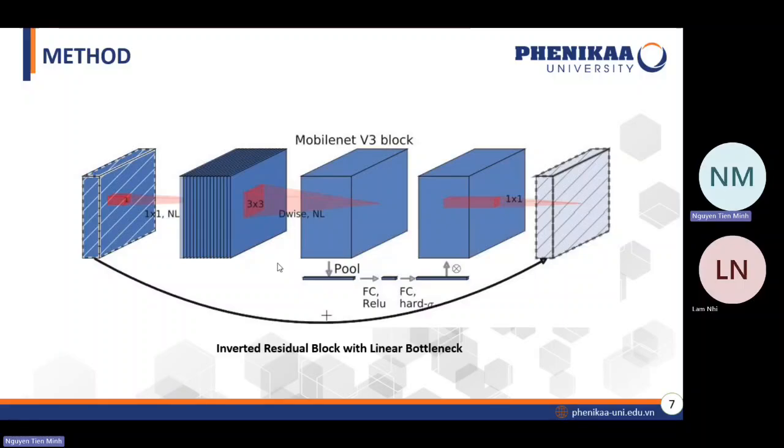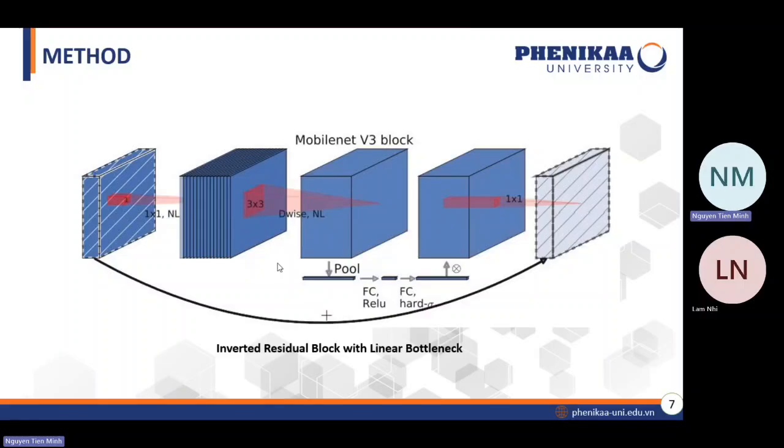In this step, global average pooling compresses each channel into a single descriptor, which then passes through fully connected layers with ReLU and hard-sigmoid activations to learn channel-wise attention weights. These weights are used to rescale the feature maps, emphasizing informative channels while suppressing less relevant ones.